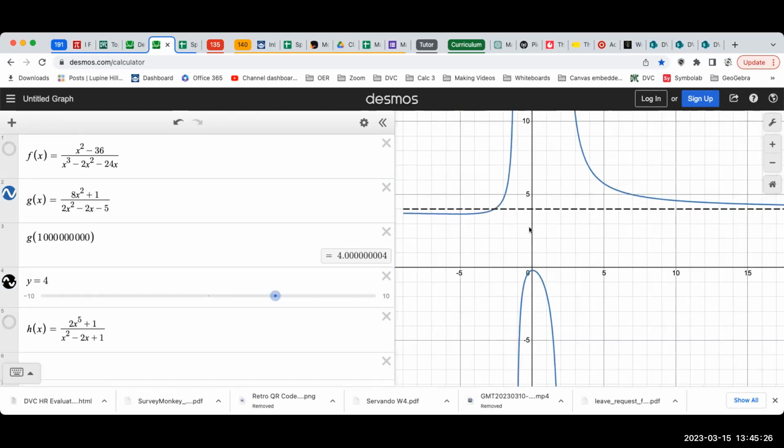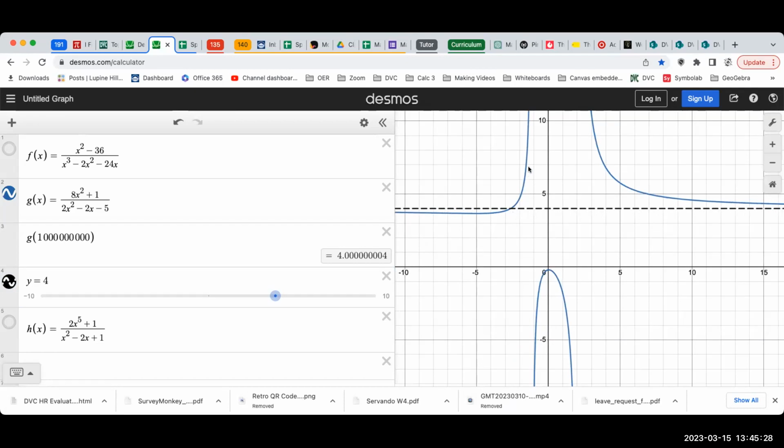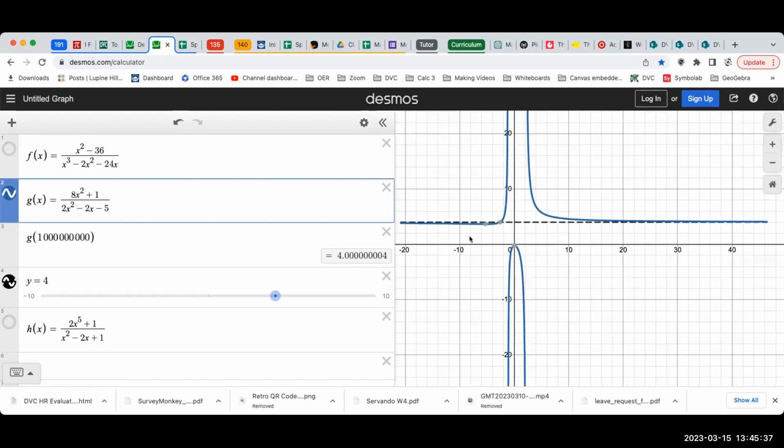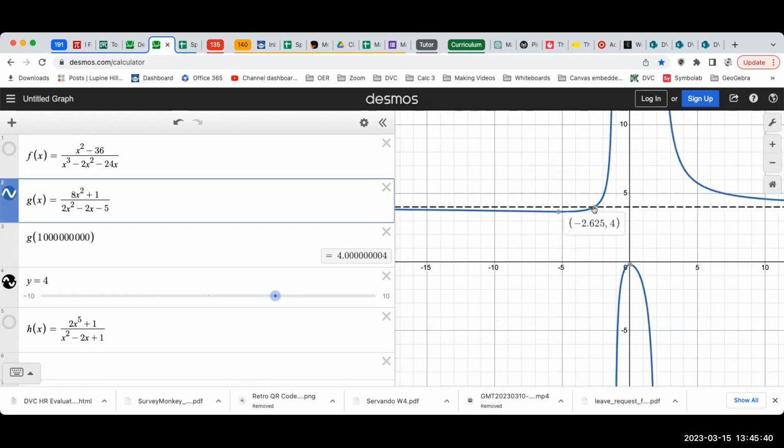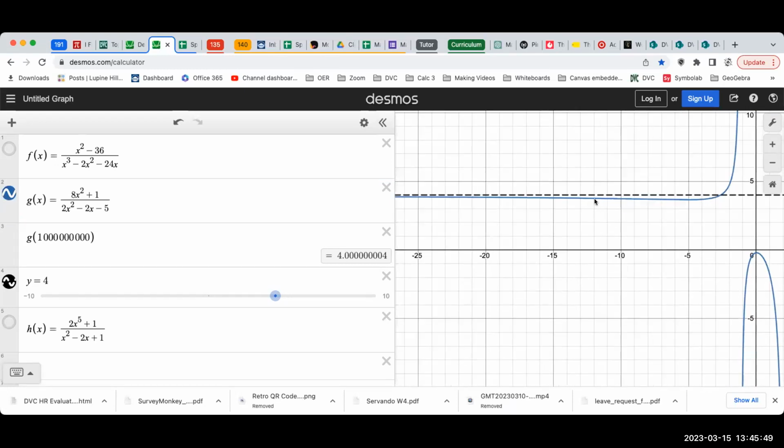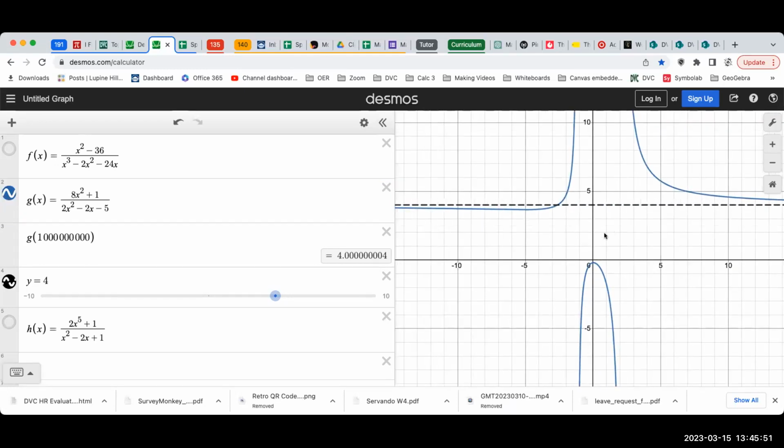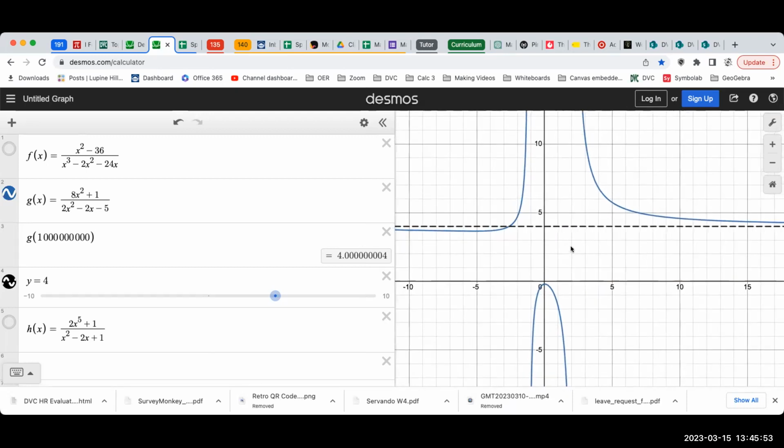Okay, here's an example where the graph can cross the horizontal asymptote. That's okay because it doesn't affect any of the domain stuff. All you care about is the end behavior. Notice that it crosses it, but then it gravitates back towards the asymptote. It's okay for the graph to cross the horizontal asymptote, just not a vertical.